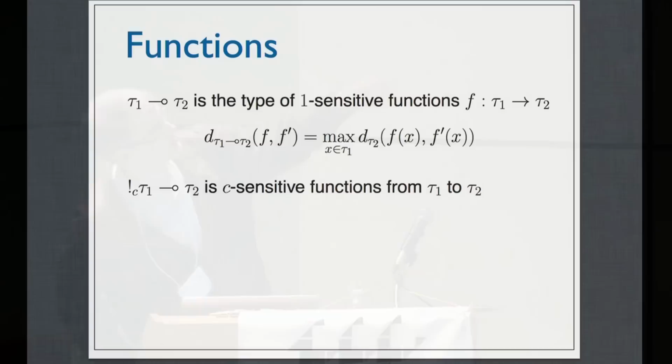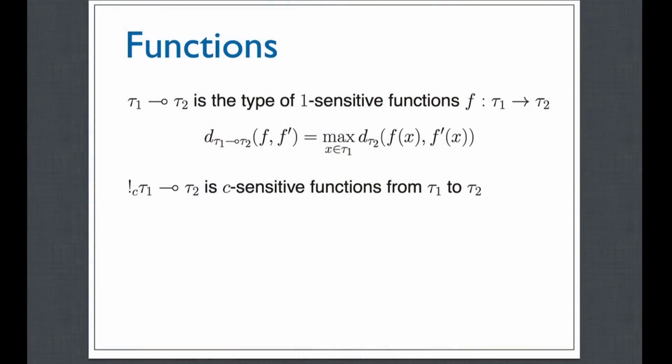Functions we've already talked about, but here they are. One second, let me finish explaining this and then come back to questions. So tau1 lollipop tau2 is the type of one-sensitive functions, and of course it needs a metric. So this is a higher order functional language. We're going to be passing around functions as data, and so we need to know what is the metric on that space as well, and it's just the maximum distance. It's the pointwise distance between the results of the functions.